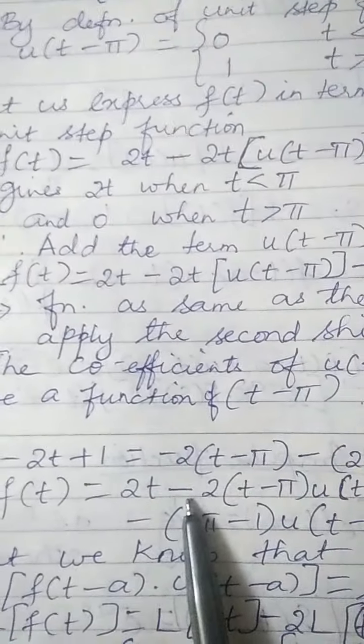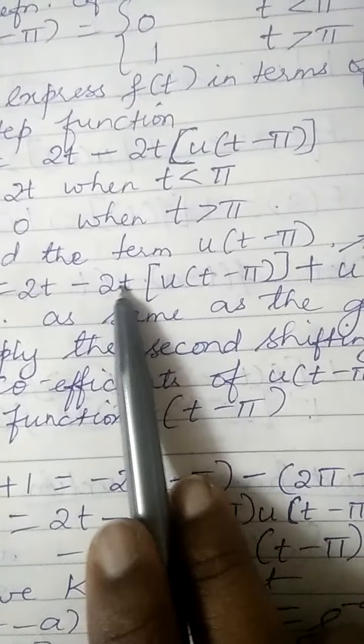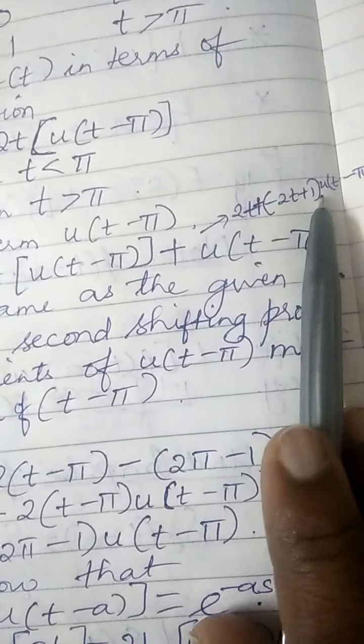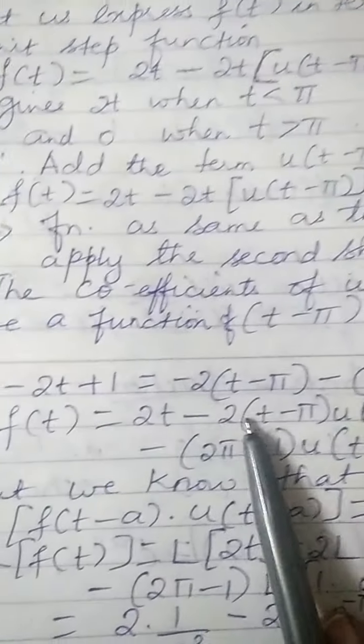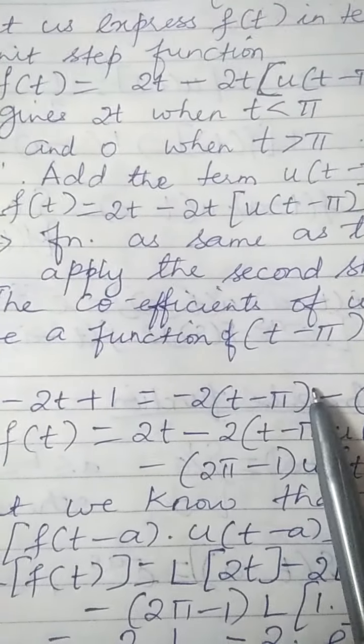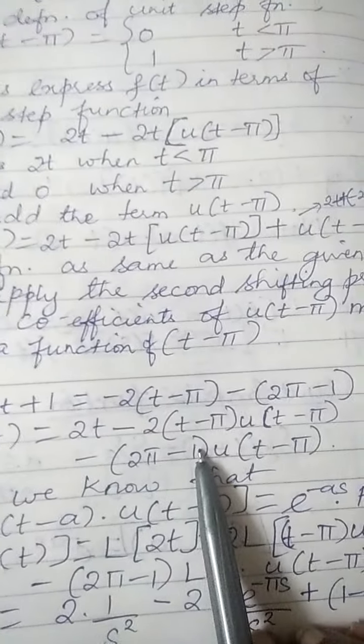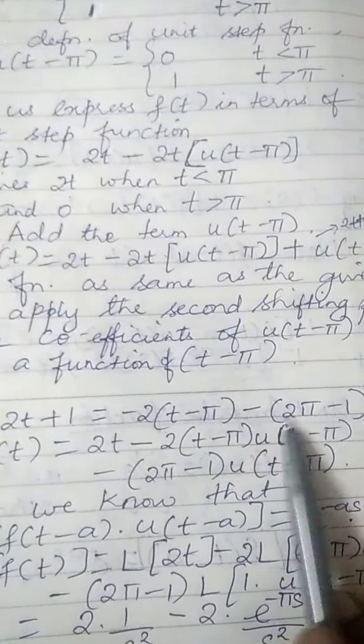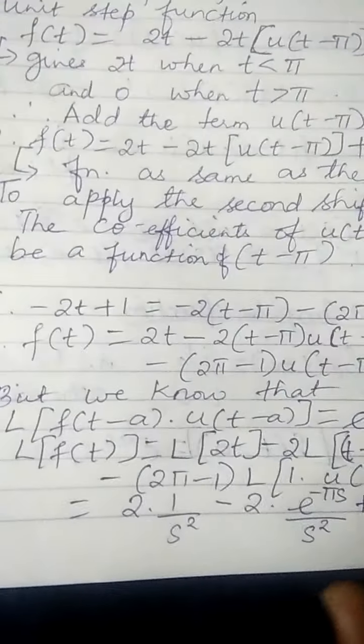So f of t, this function f of t, will be written as 2t minus 2, into this, minus 2t plus 1 is expressed this way. So minus 2 into t minus pi into u of t minus pi, minus 2 pi minus 1, into u of t minus pi.